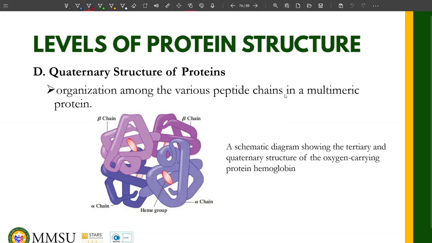And then next would be the quaternary structure of protein. This is the highest level of protein organization: the organization among the various peptide chains in a multimeric protein. For example, we have hemoglobin. Hemoglobin is a tetramer. It contains two alpha chains and two identical beta-pleated chains or sheets. Here are the beta, beta, alpha, alpha. It also contains a heme group, the site where oxygen binds to the protein. Remember, hemoglobin is a transport protein. It transports oxygen, and the heme group is what binds and carries your oxygen. So that is the quaternary structure of proteins.